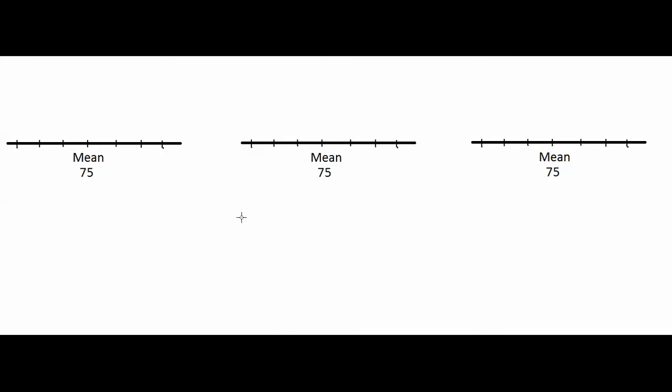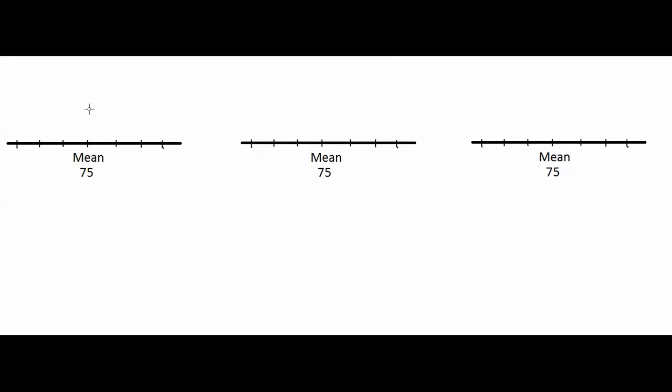Hi everyone. In one of the last videos we talked about the idea of dispersion, which is the idea of how spread out the data values are from each other in a data set. I wanted to start by giving you another example of some data sets with different amounts of dispersion.